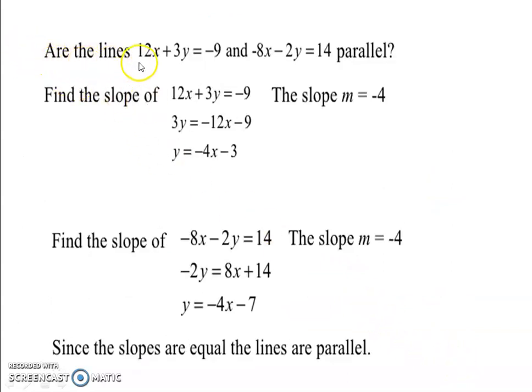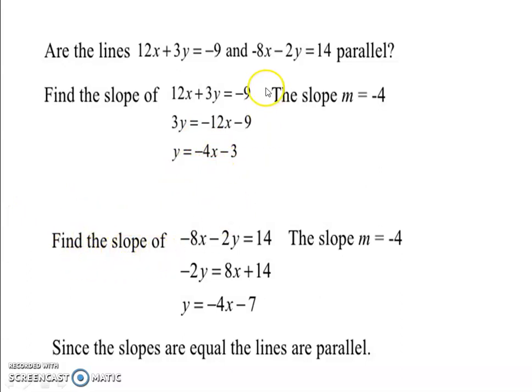The question is, are the lines 12x plus 3y minus 9 and minus 8x minus 2y equal to 14 parallel? What is the slope of 12x plus 3y minus 9? It is minus a upon b. So 12 upon 3 is minus 4. Converting, we get y is equal to minus 4x minus 3. So let us check.